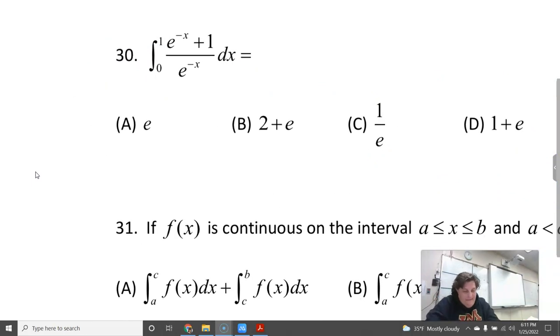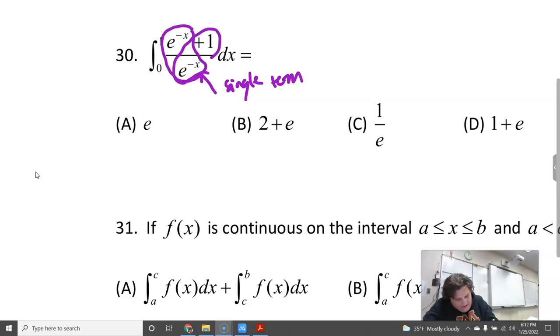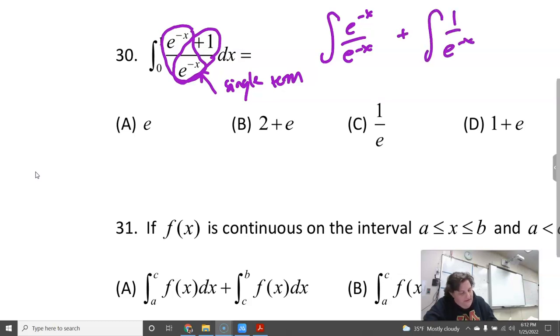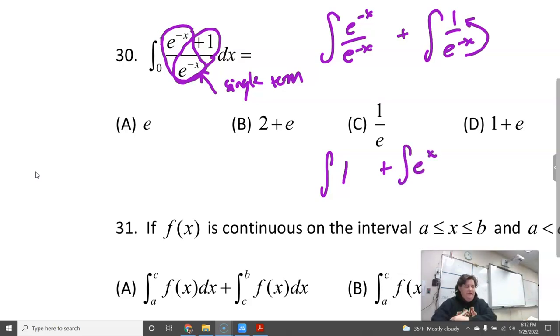Okay. And one more where I have a single term on the bottom. Guys, this one is not terrible. If I'm losing you, take a break, go get a drink, come back. So the first one is e to the negative x over e to the negative x. The second one is 1 over e to the negative x. This first one, that's just 1. Something over itself, that's just 1. This is actually nice because when it comes up, it's just a regular e to the x. So this problem is actually a lot easier than the rest of them.